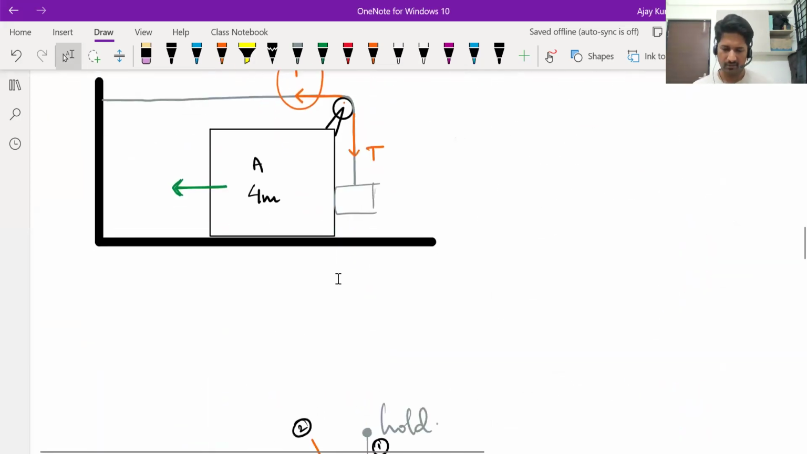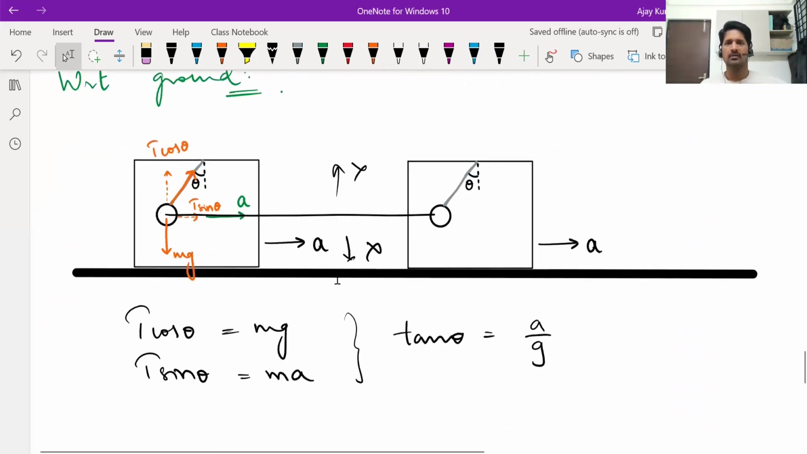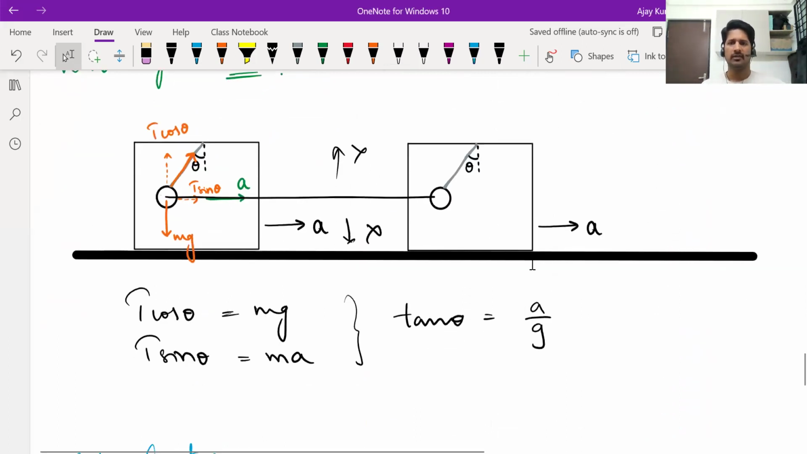Okay, fine. We'll stop it here for now. Tomorrow's class, we'll start discussing conservation of linear momentum. Not tomorrow, Monday's class. Okay. If you all have any questions, you can ask.